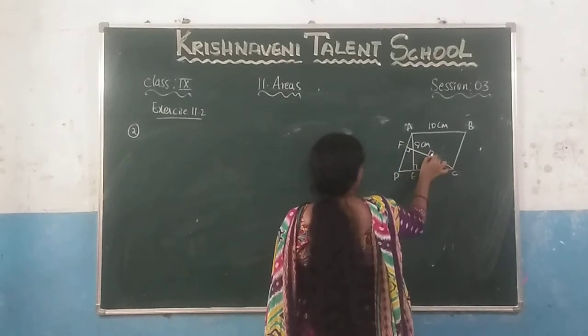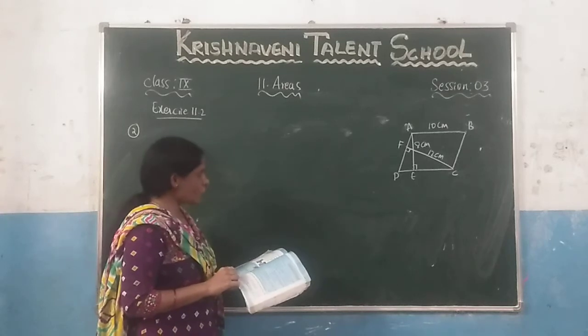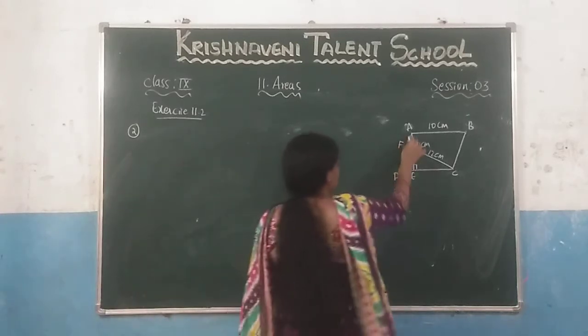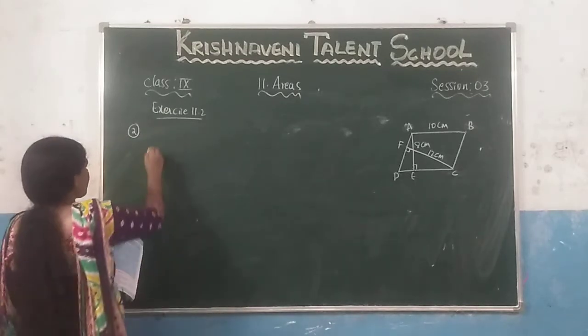The length of CF they have given as 12 centimeters, and you need to find the length of AD. You need to find this length. So let us see how to find this one. First write what is given.